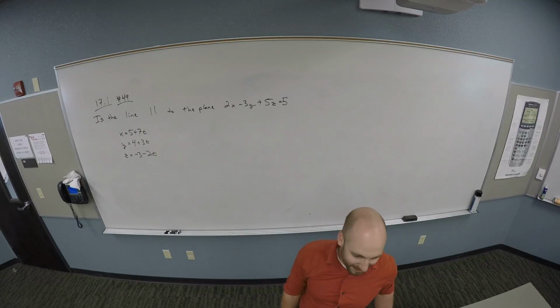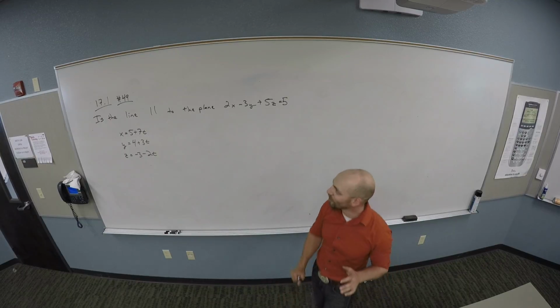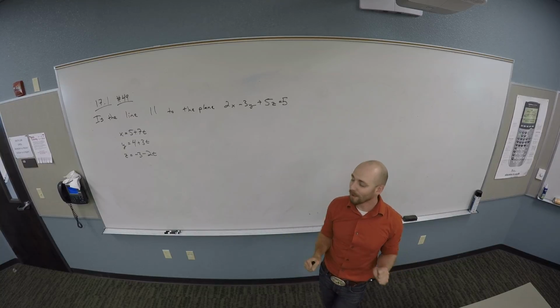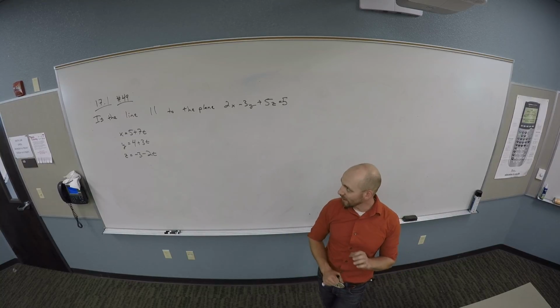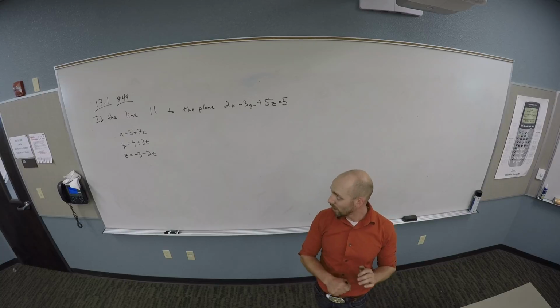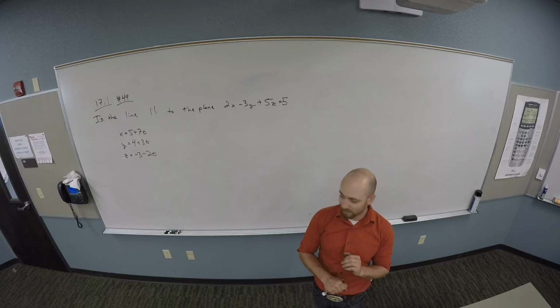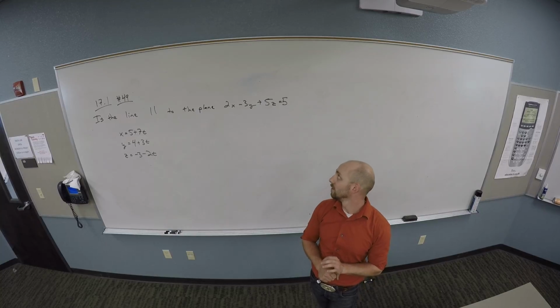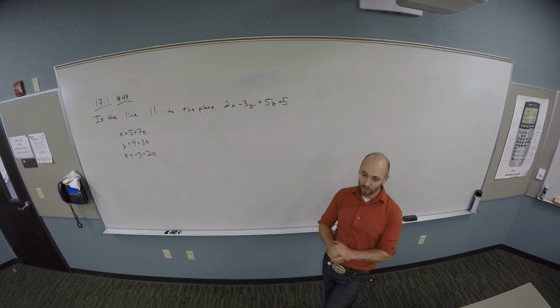Let's do the maths, guys. All right, so we want to do number 49 out of 17.1. We'd like to establish, is this line, x is 5 plus 7t, y is 4 plus 3t, and z is minus 3 minus 2t, parallel to the plane 2x minus 3y plus 5z is 5?